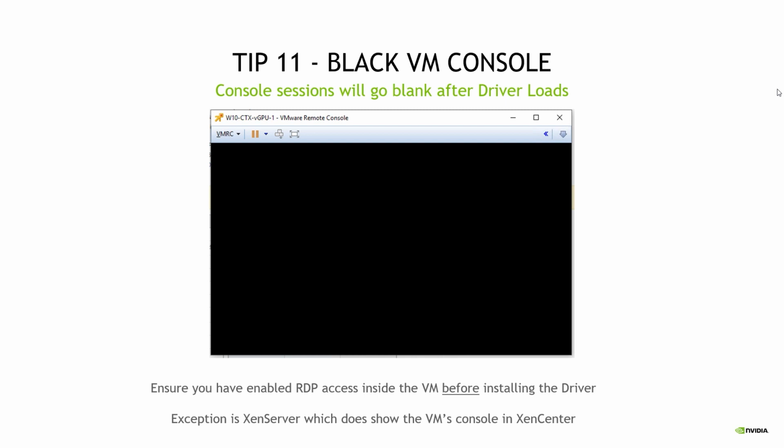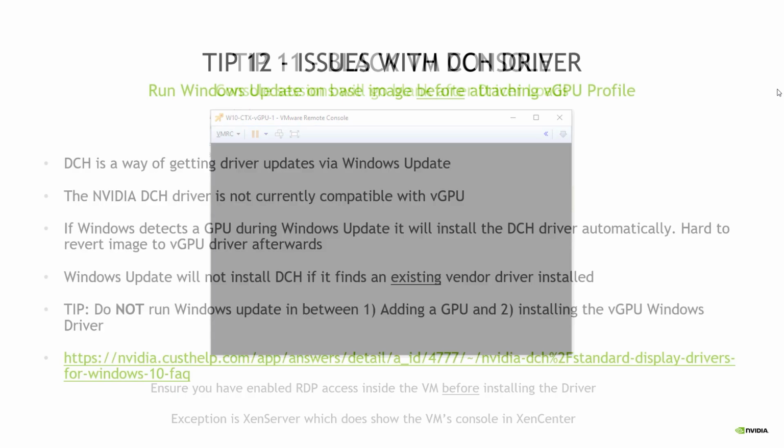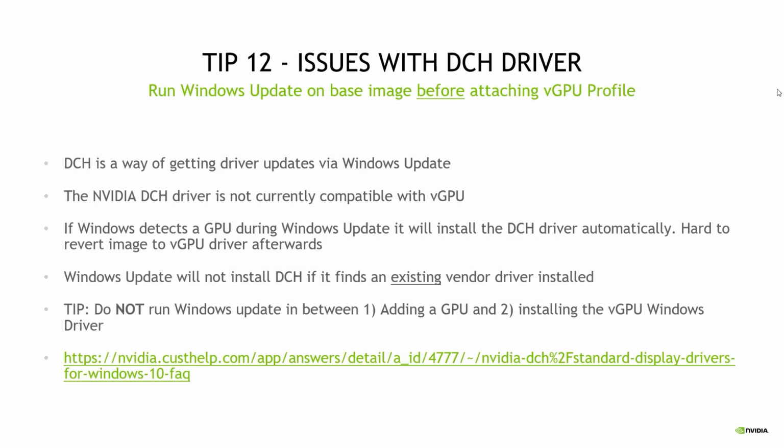If you do this and you haven't installed RDP, no problem. Just go ahead, uninstall the GPU from that VM again, reboot it and enable RDP. Now our 12th tip is around the DCH driver that gets delivered from Windows Update. Just be aware that this might be an issue to you because Virtual GPU does not work with the DCH driver. As long as you follow the right process for installing your GPU driver, you should never get into this issue. Really, this is only going to be a problem if you run Windows Update in between plugging in the GPU to a virtual machine and installing the Virtual GPU driver into it.